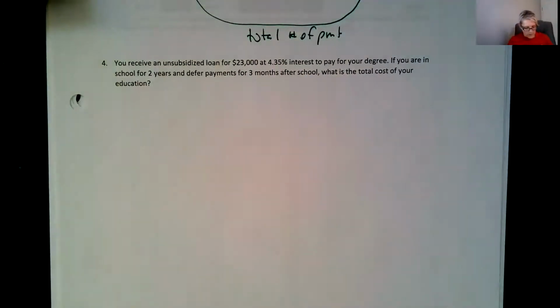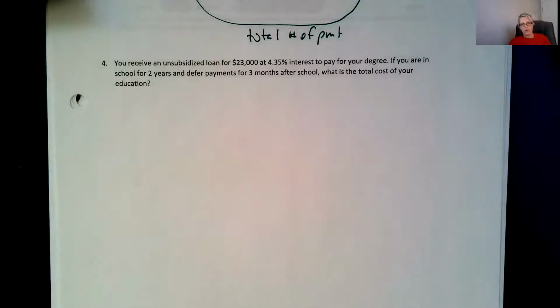So question 4 is the school loan question. It says you receive an unsubsidized loan for $23,000 at 4.35% interest to pay for your degree. If you are in school for 2 years and defer payments for 3 months after school, what is the total cost of your education?